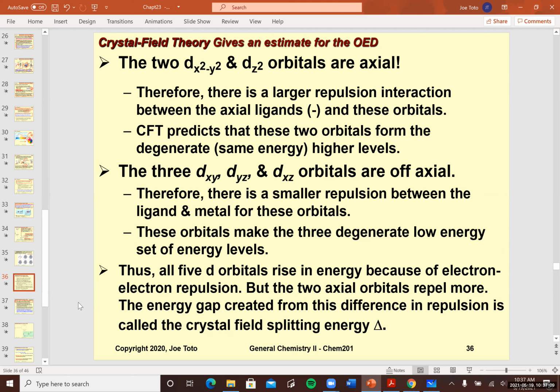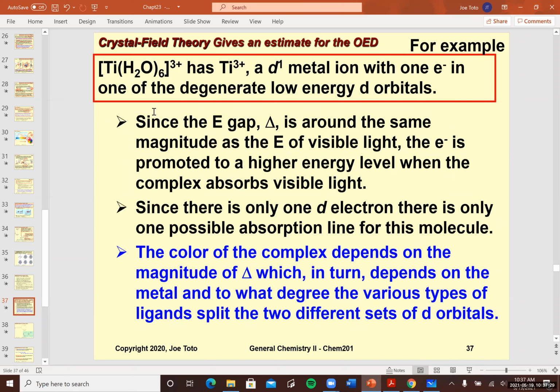And now we can use that to make an orbital energy diagram and put in those electrons, and then start to talk about where colors arise and how magnetic properties can change. All right, so we can go back to that titanium with water example. Titanium is a d1 metal. So it's a titanium 3+ ion. It loses 2 electrons out of the s orbital and then 1 out of the d, leaving 1. So it's a d1 metal.